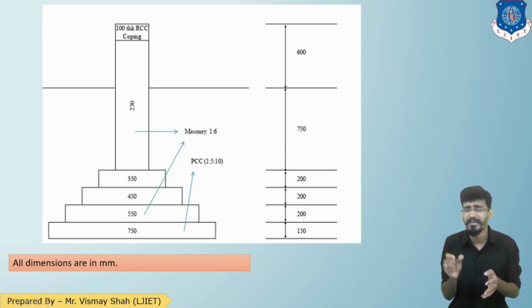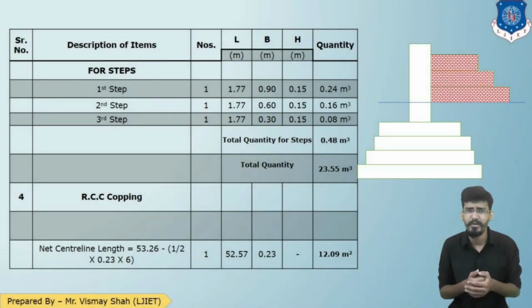So we have the thickness of the wall 230, that is our B, and the L we can get from the net center line length formula. So the quantity of the RCC coping will be 12.09 meter square. Here the unit is meter square, that is a two-dimensional quantity. Don't write meter cube in this. Keep in mind. So I hope we are clear about the first numerical based on center line method.